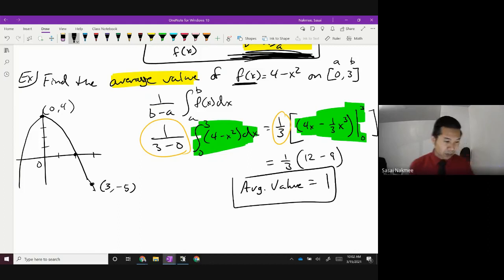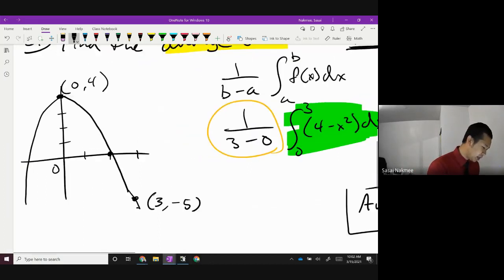So what I'm saying is if I were to add up all these numbers right here, if I were to zoom in here and add up all these infinitely many numbers: 4, 3.9, 3.8, 3.7, 3.6, and so on down through 3, 2.9, 2.5, 2, 1.5, 1, 0.5, 0, -0.1, -1, -2, -3, -4, -5.